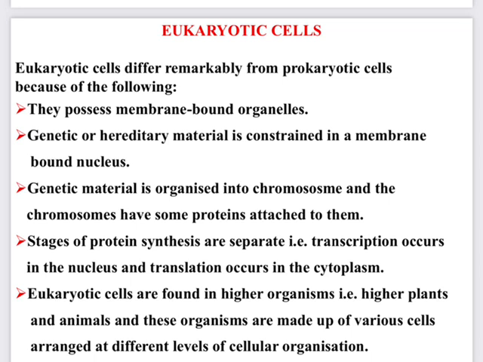Another thing is that in the stages of protein synthesis, transcription and translation take place separately, unlike prokaryotic cells, whose transcription takes place together with translation. For eukaryotic cells, translation takes place in the cytoplasm, and transcription takes place inside their nucleus, since they have a nucleus. This is very common among higher plants and animals, and these organisms are made up of various cells arranged in different cellular organizations.